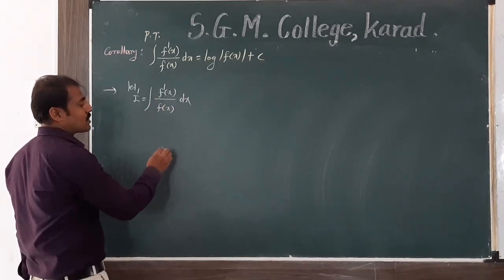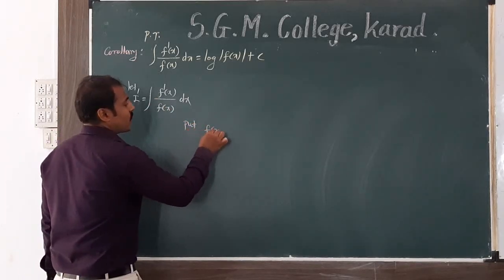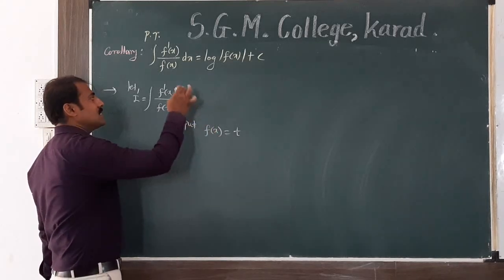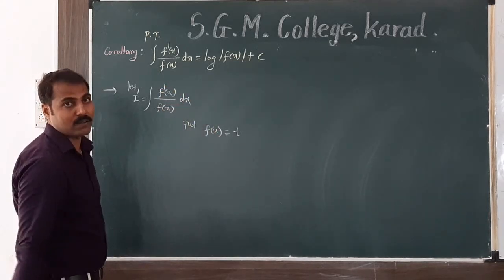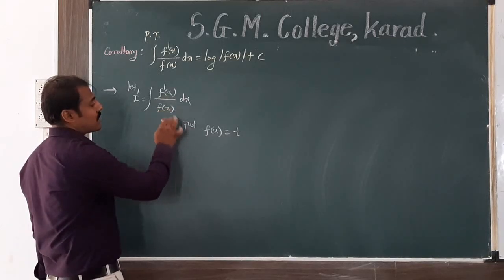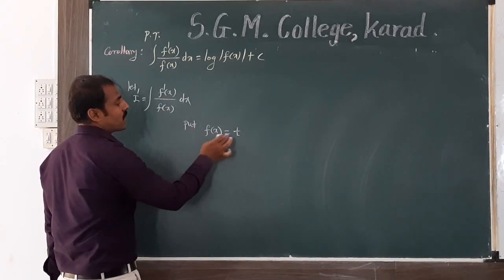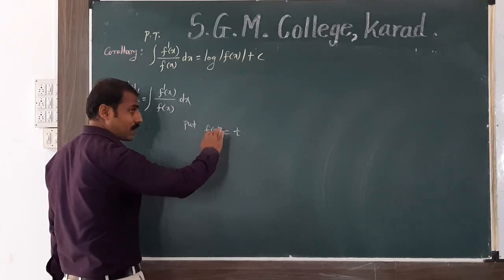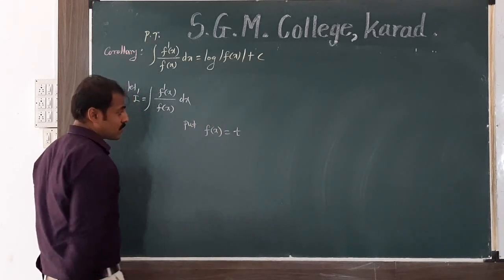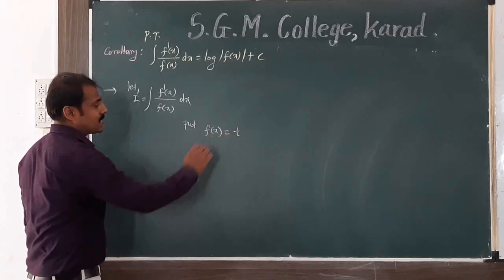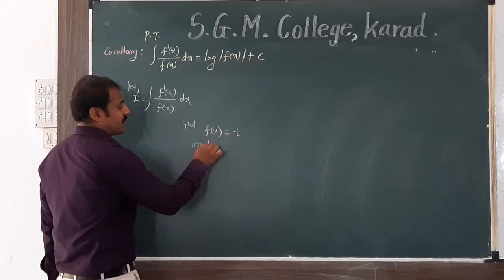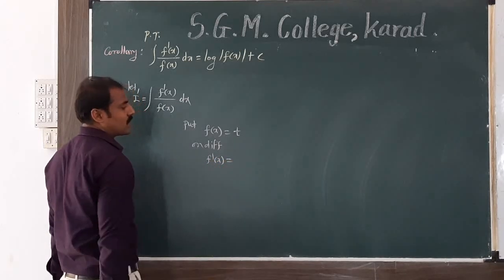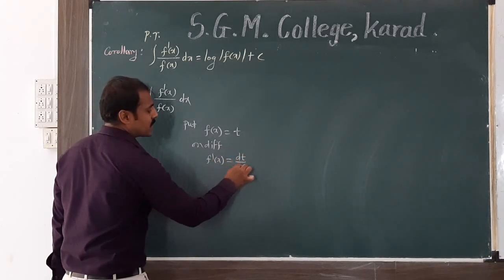Derivative of f of x is f dash of x. So put f of x is equal to t. Substitute for that term whose derivative is inside the example. Since the derivative of f of x is f dash of x, I can substitute f of x is equal to t. Here x is the variable, and we substitute another variable t for f of x. On differentiating, tell me the derivative of f of x. Derivative of f of x is f dash of x, equal to the derivative of t with respect to x, that is dt by dx.